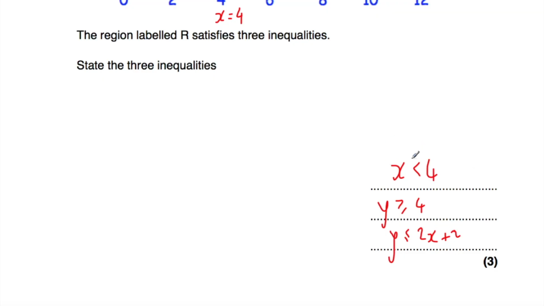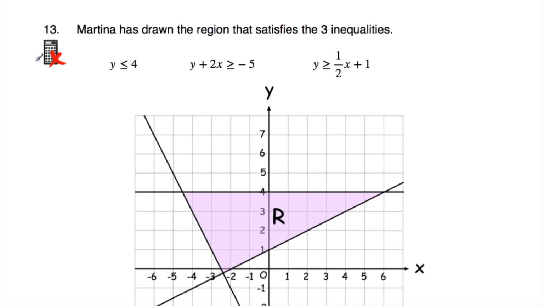So that's it. So the three inequalities are x is less than 4, y is bigger than or equal to 4, and then y is less than or equal to 2x plus 2. And that's it. Okay, let's have a look at our next question, question number 13.